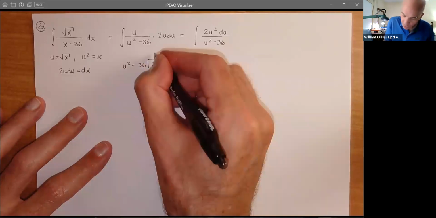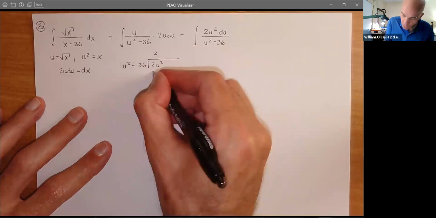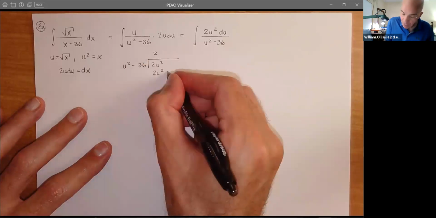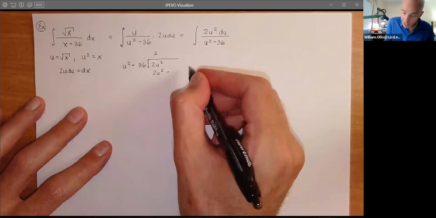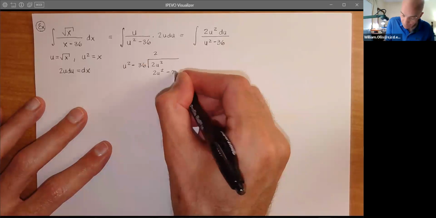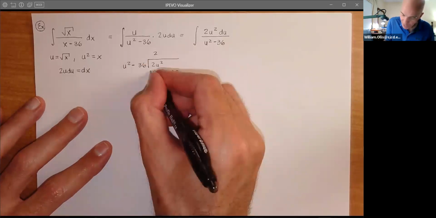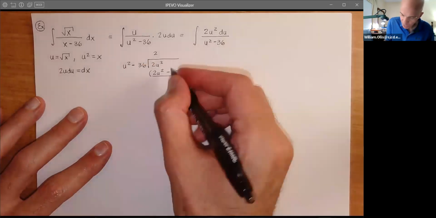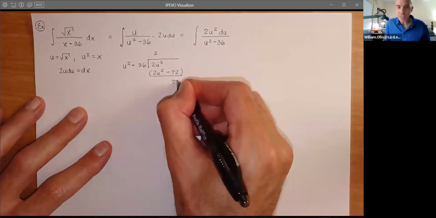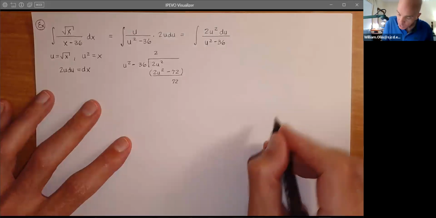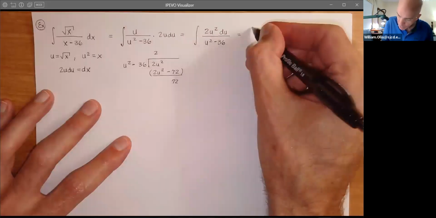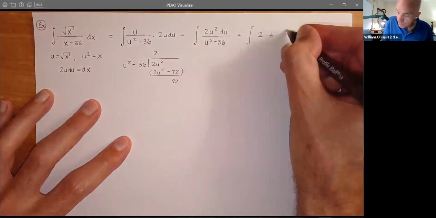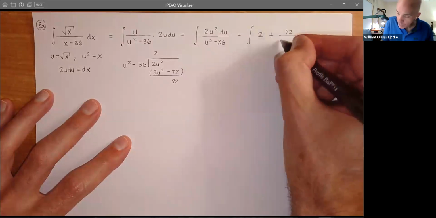So you're going to get a 2 clearly. So that gives you a 2u squared. And then you have minus 2, so this is going to be a 72. So you just basically say 2 times the 36, and then you get the plus, and you've got what you need. But sometimes that's a little bit hard to see early in the morning. So this will just give you 2 plus 72 over u squared minus 36.